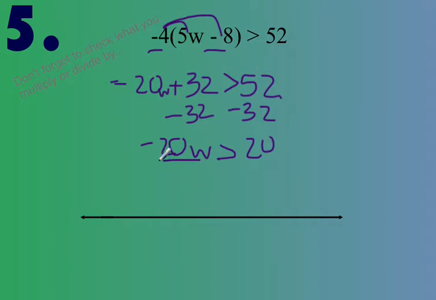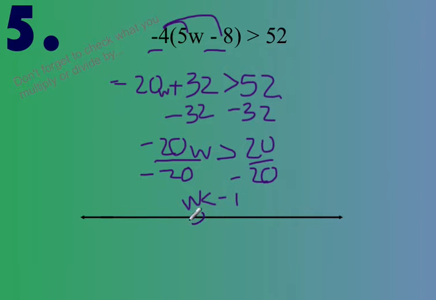So now I'm going to divide both sides by negative 20. Now when I say that, I immediately have these little alarm bells going off saying, hey, watch out there, lady, you're dividing by a negative. Okay, so when I divide by a negative, I need to take where that's located and flip it the other direction. So I have W is less than negative 1. So here's what we're going to do for the number line.